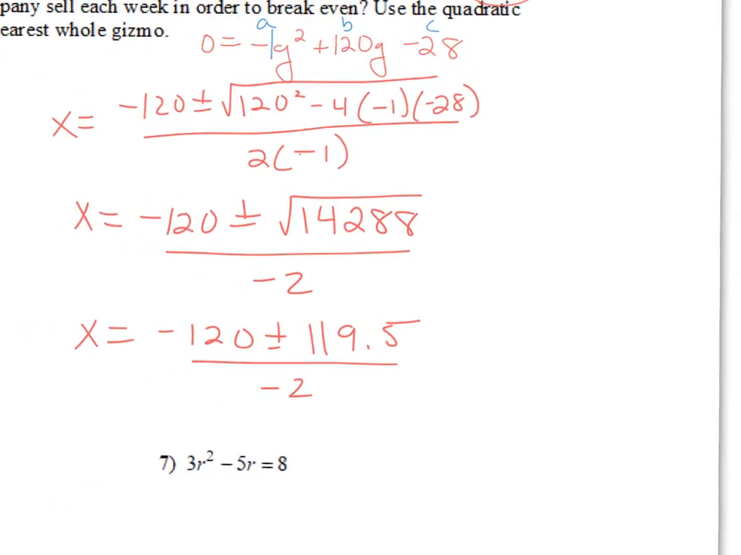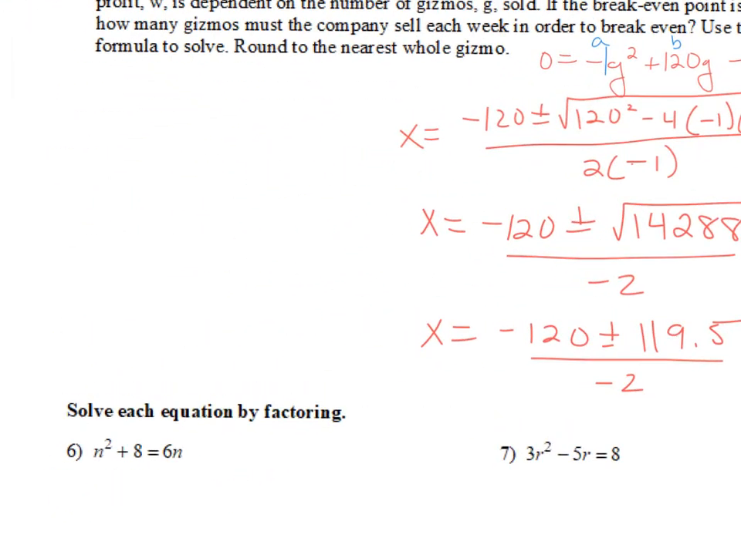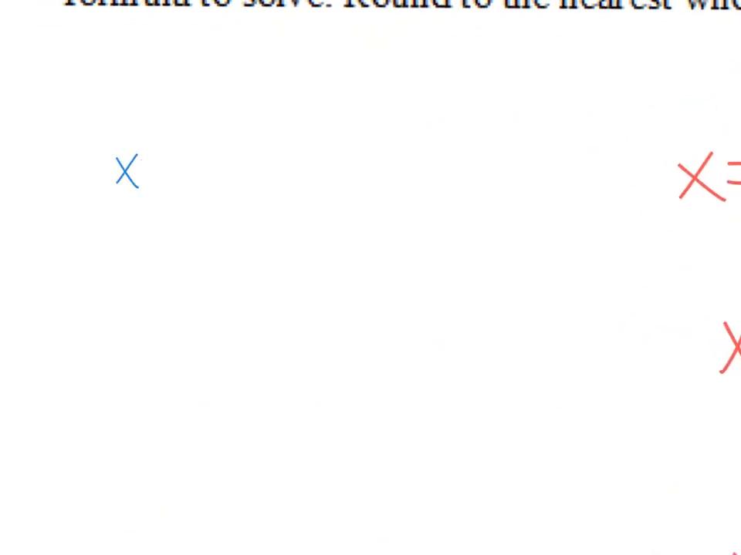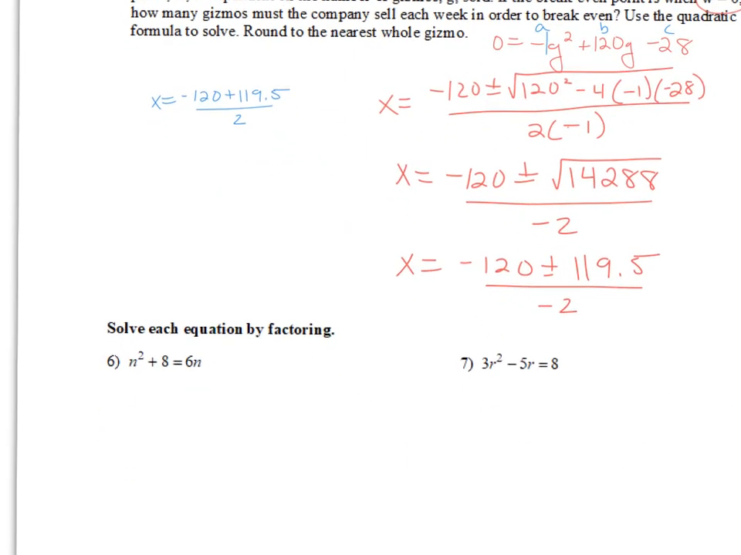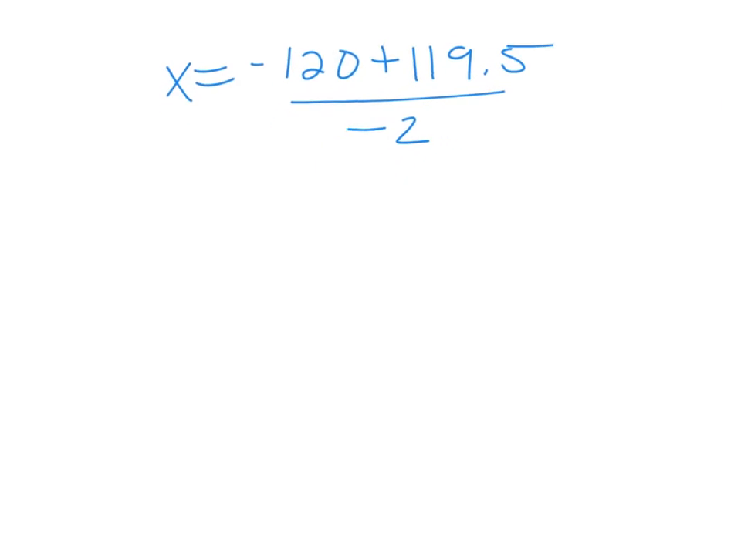All right, so now I need to kind of break up into my two parts. In fact, I'm going to kind of move this way with it just because I ran out of room over there. So my first one here, I've got x equals -120 plus 119.5. I'm going to divide that by 2. Oh, sorry, -2.